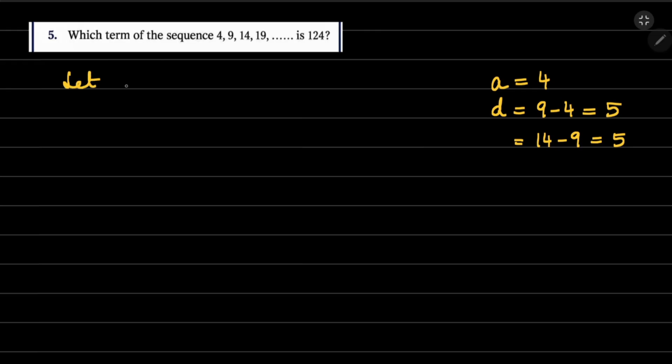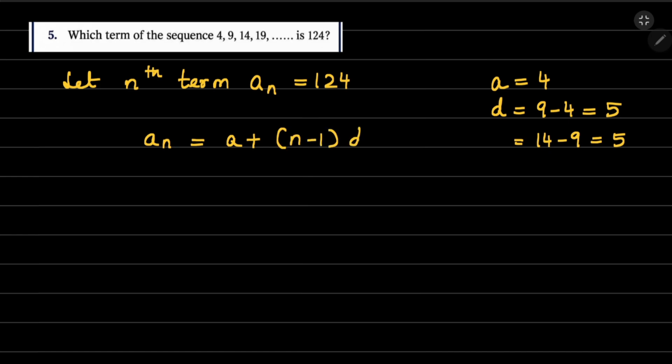Okay. So which term of the sequence? You can write down, let the nth term an be equal to 124. We don't know which term. You have to find out which term of the sequence is 124. Let's write the formula. An equal to a plus n minus 1 into d. What do you have to find? We have to find the value of n, right? We have to find this. What do you have to find? N.